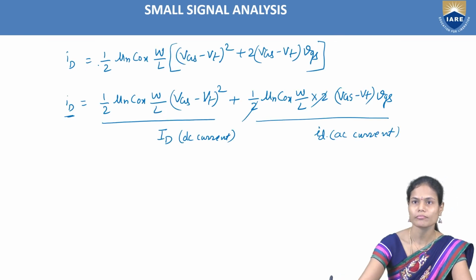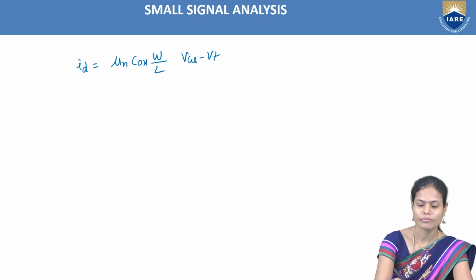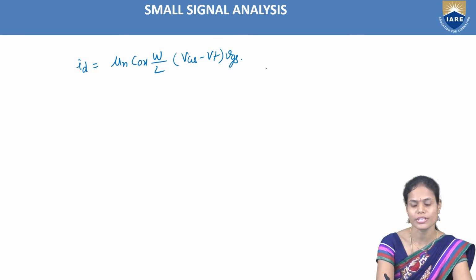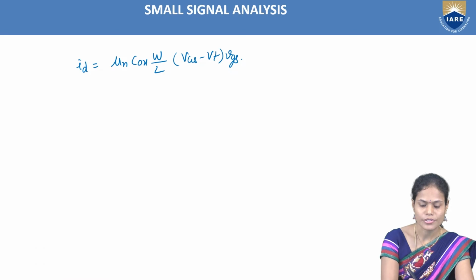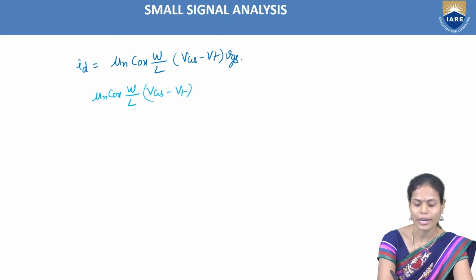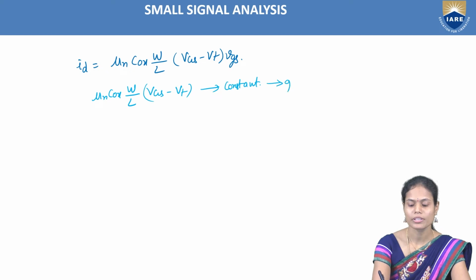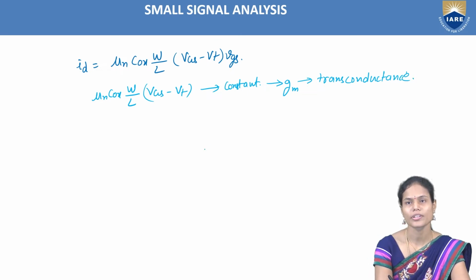That is small i D equal to mu n C OX W by L (VGS minus VT) into small vGS. So this is the small signal current in the case of MOSFET, and here this total term, mu n C OX W by L (VGS minus VT), I am taking as constant. So this constant term I am representing with gm. So gm is nothing but the transconductance of the MOSFET.